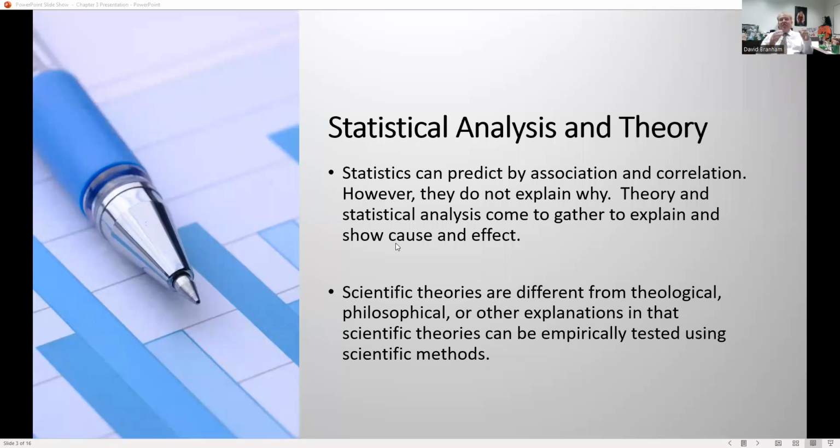Statistical analysis and theory. Statistics can predict by association and correlation. However, they do not explain why. Theory and statistical analysis come together to explain and show cause and effect. So if you've ever heard the expression, correlation is not causation, there's a lot of correlation that goes on, and it doesn't actually help you explain causation.